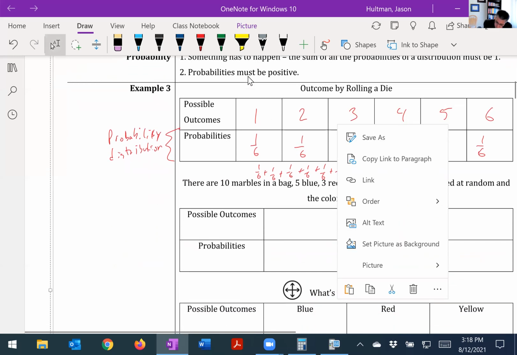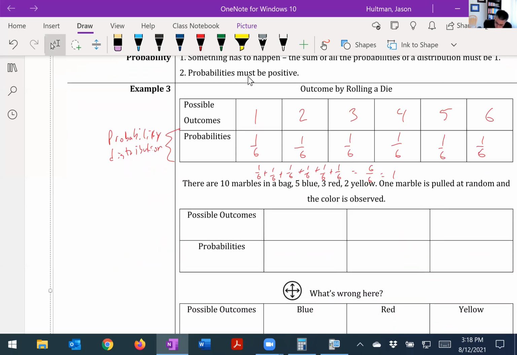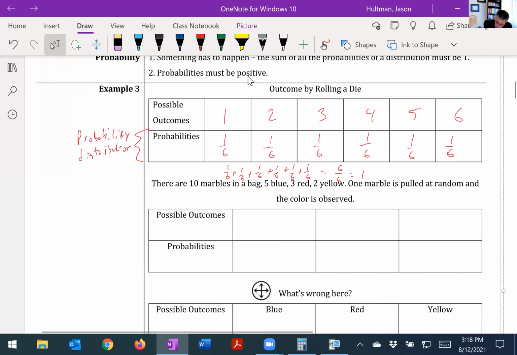Okay, there are 10 marbles in a bag. 5 blue, 3 red, 2 yellow. 1 marble is pulled out at random. The color is observed. What are the possible outcomes here? Well, the possible outcomes are the colors. We could have a blue, we could have a red, or we could have a yellow marble.